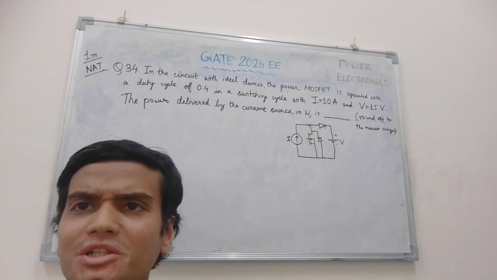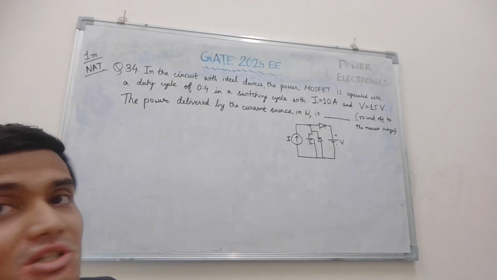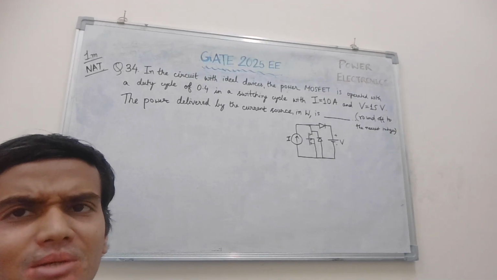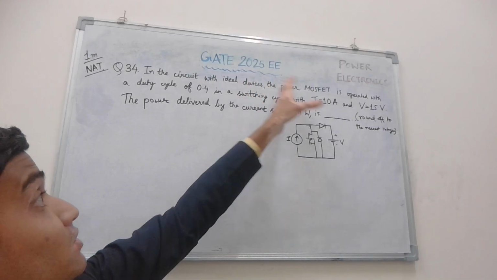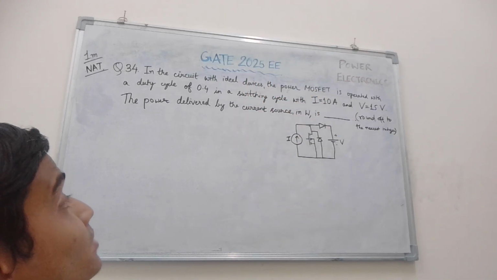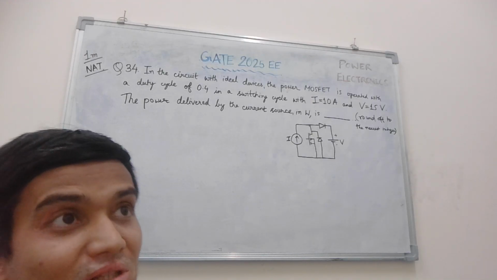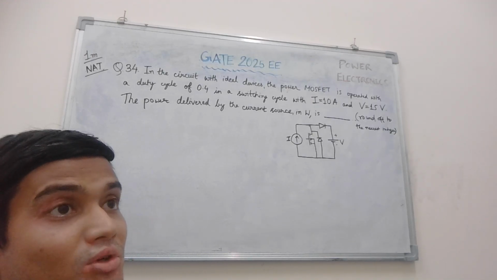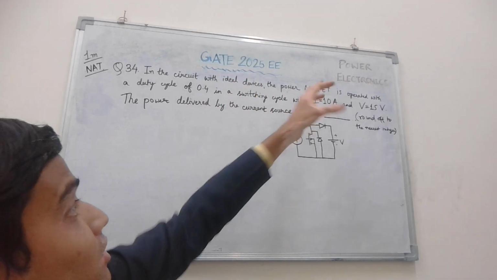Moving on to the next question in the series of GATE 2025 electrical engineering solutions from the subject power electronics. Next question is also 1 mark, numerical answer type, NAT. Question number 34 in the master question for GATE 2025 electrical engineering from subject power electronics is basically from power MOSFET and power semiconductor switches.